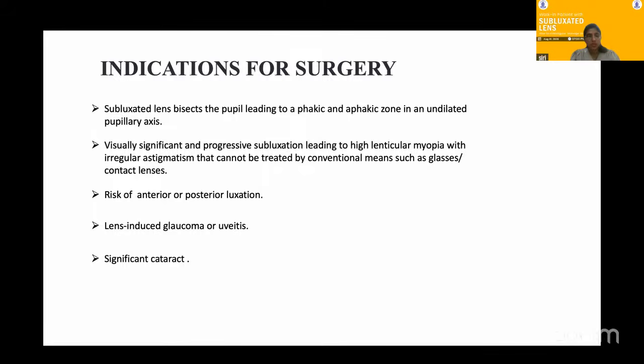So there are certain indications for surgery. Subluxated lens bisecting the pupil, leading to phakic and aphakic zone in an undilated pupillary axis. Visually significant and progressive subluxation leading to high lenticular myopia with irregular astigmatism that cannot be treated by conventional means such as glasses or contact lenses. Risk of anterior or posterior subluxation, lens-induced glaucoma, significant cataract.